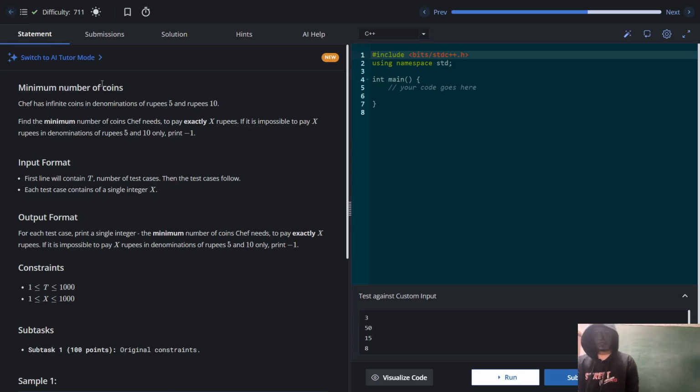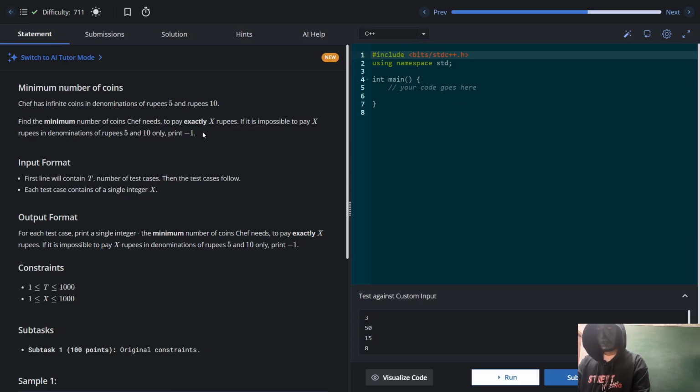So in this video, I'll be solving the problem minimum number of coins. So let's read out the problem. Chef has infinite coins of denominations of rupees 5 and 10. So he basically has 5 and 10 rupee coins an infinite number of times. So find the minimum number of coins chef needs to pay exactly x rupees. We'll have to find the minimum number of coins in order to make x rupees. If it is impossible to pay x rupees in denominations of rupees 5 and 10 only, then we'll have to print -1.